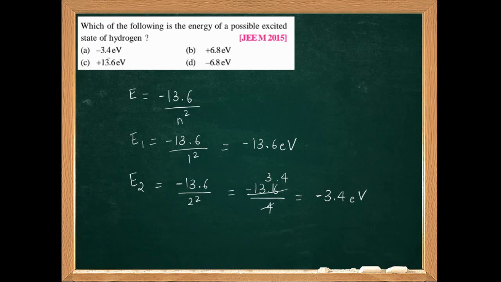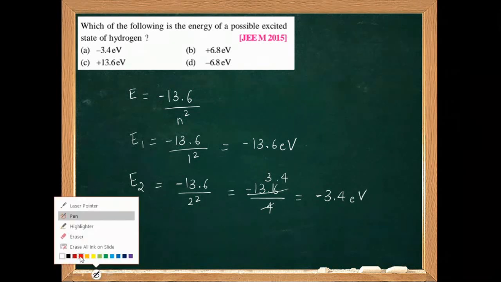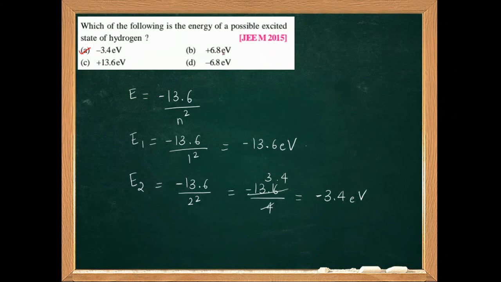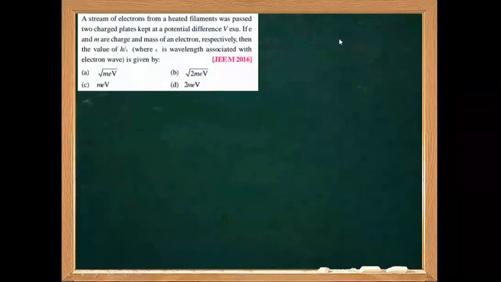So do we have this value? Yes, we have this value in option A. So this is a possible value of energy. Plus values of an excited state can never be possible. And if you solve even for the third level or the fourth level, you will never get a value of 6.8. So the possible energy level is option A.